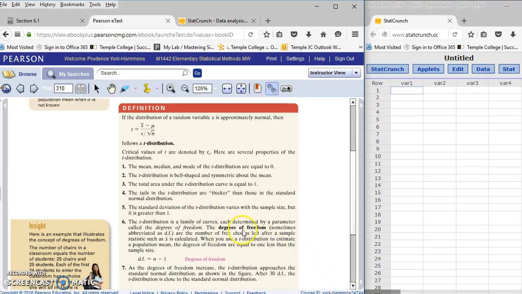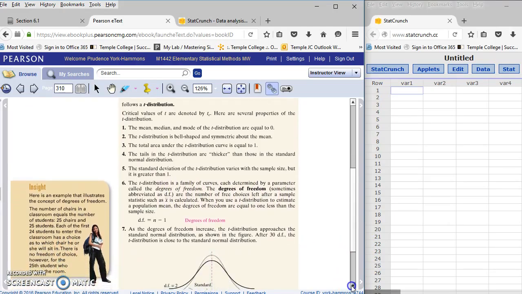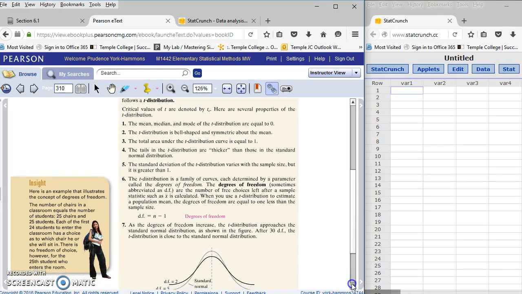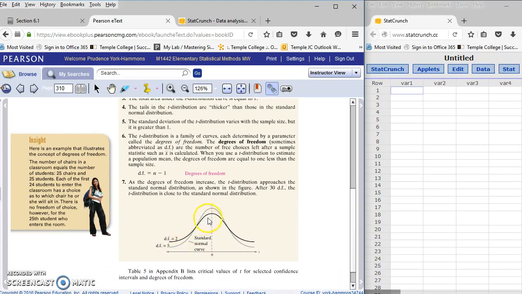And it depends on what they refer to as degrees of freedom in the particular set. Typically, the degrees of freedom is the sample size minus 1. As you get further away from the mean, there's more area between the x-axis and the curve for a degree of freedom of 2 than the standard normal curve. But after we get close to 30 degrees of freedom, like a sample size of 31, then the T distribution begins to approach the standard normal distribution.